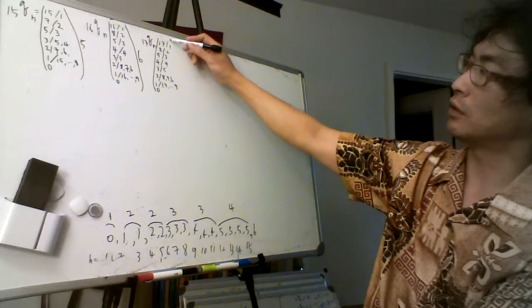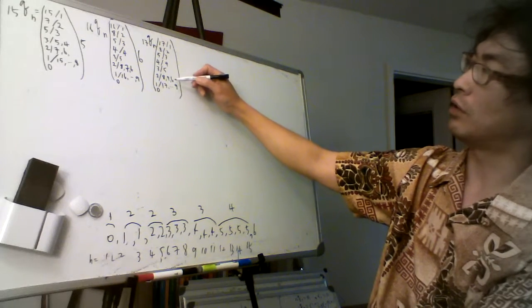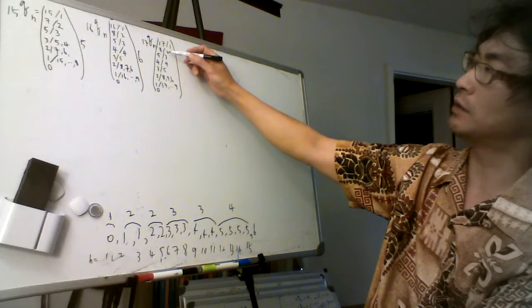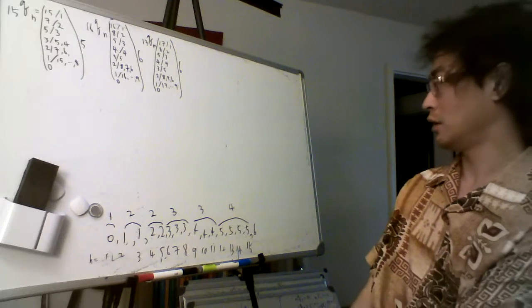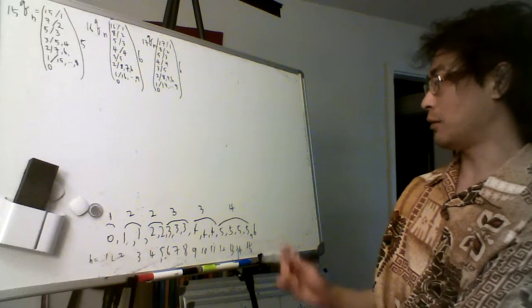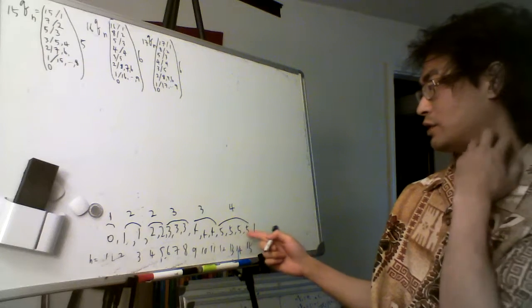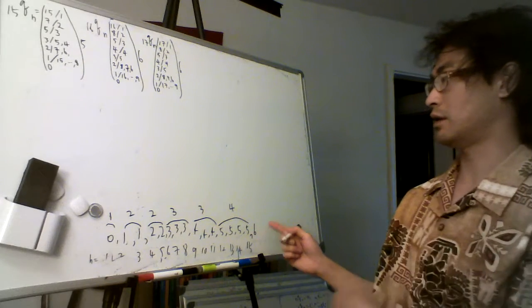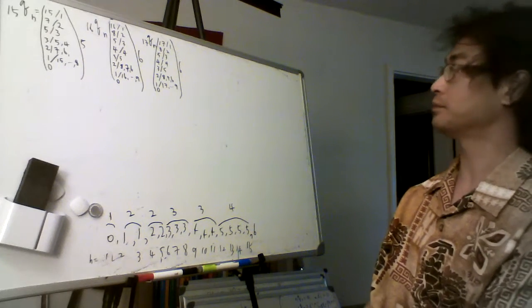Okay, so 1, 2, 3, 4, 5, 6. Yeah, I'm guessing there should be at least 4 6s. Okay. We'll see.